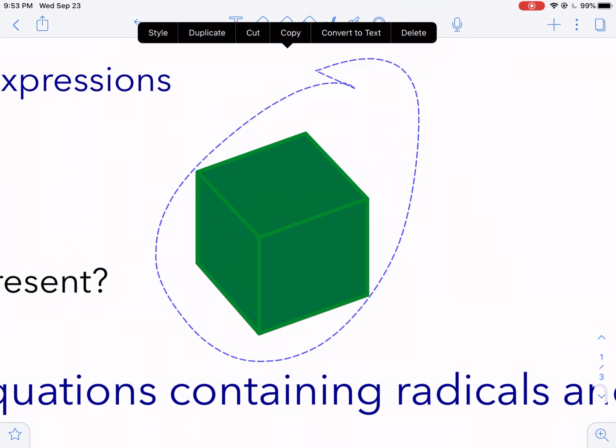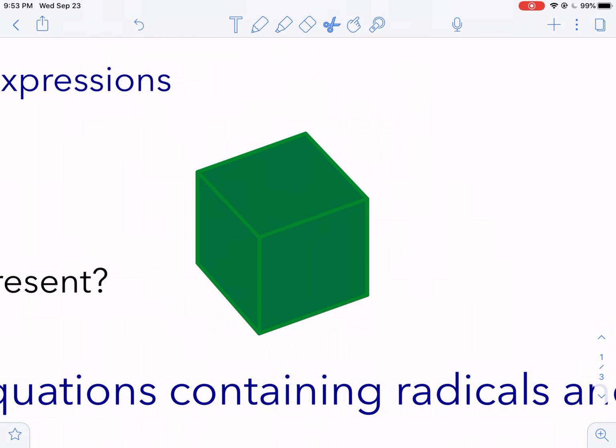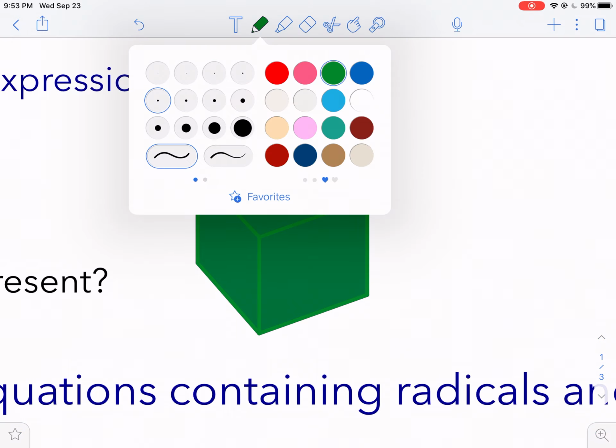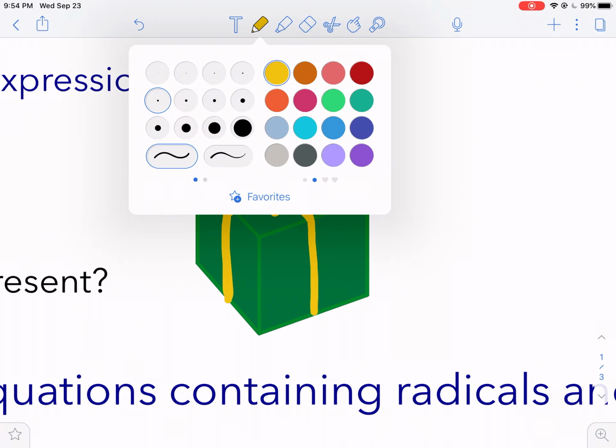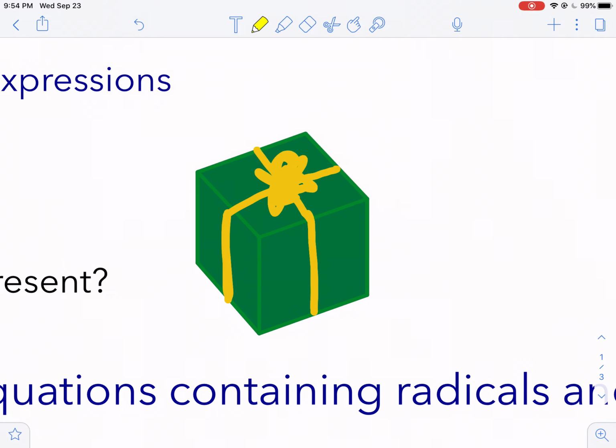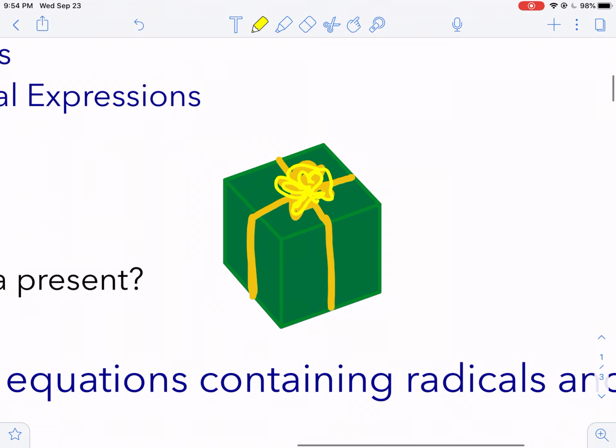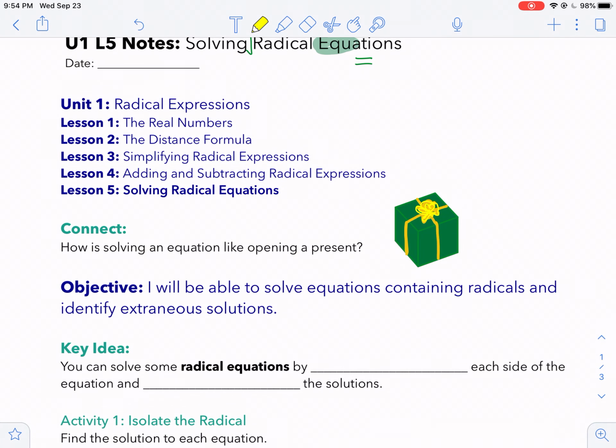So you get some wrapping paper on your box first. It's Christmas green. And then after we wrap it, let's put a nice gold ribbon on it. Tie it in a bow. That's the bow. We'll give it a little character. Okay, good. There's our gold ribbon on our present. That actually looks really good.